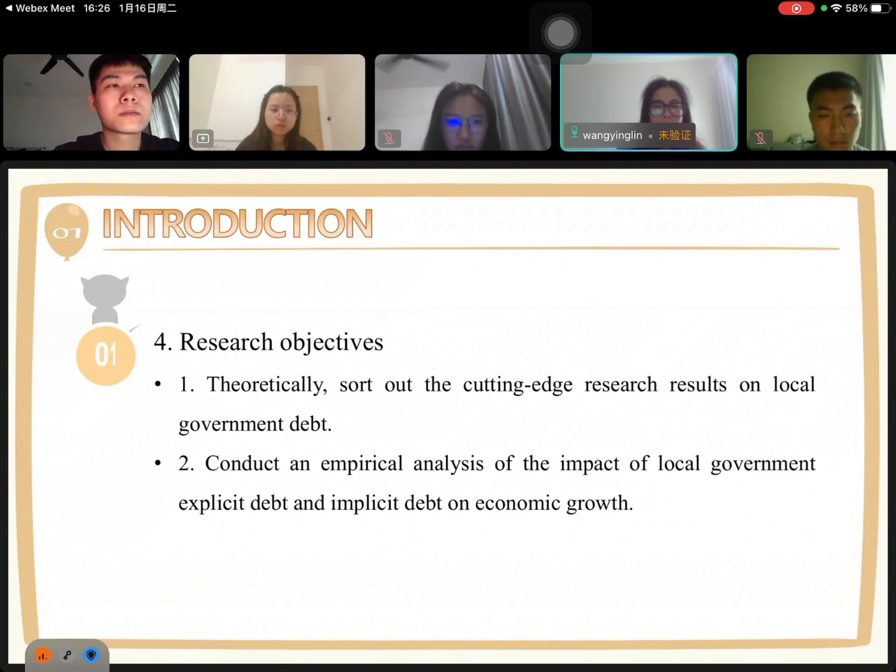It has 2 points. Firstly, theoretically sum up the cutting-edge research results on local government debt. Secondly, conduct an empirical analysis of the impact of local government debt and expected debt on economic growth.